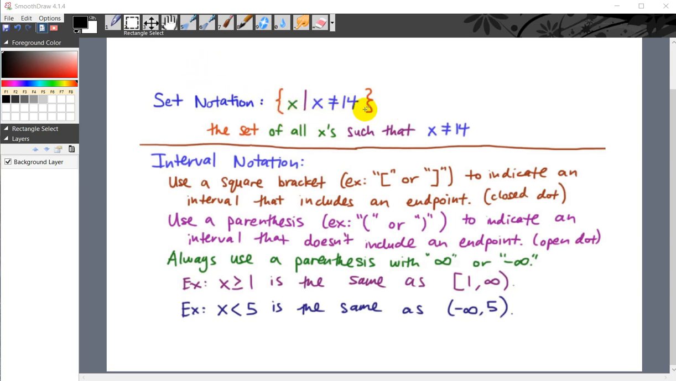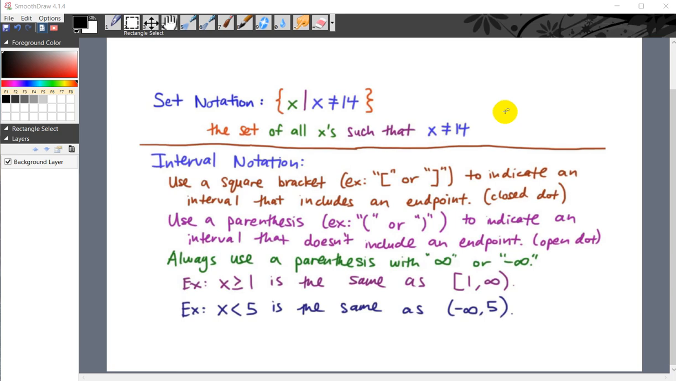So the orange brackets here mean the set, the green X means of all X's, the purple vertical line means such that, and then your equation or inequality, whatever you have, is here. So this means X is not equal to 14.